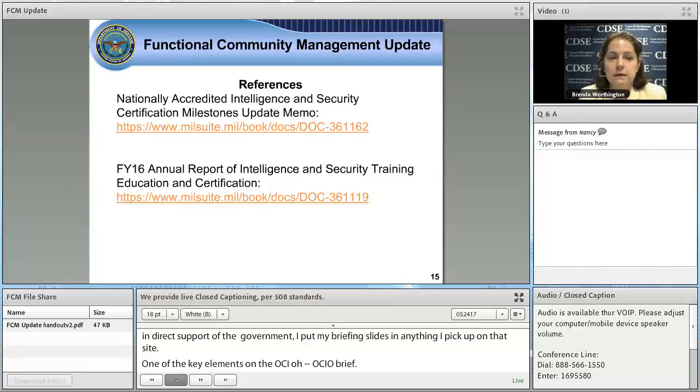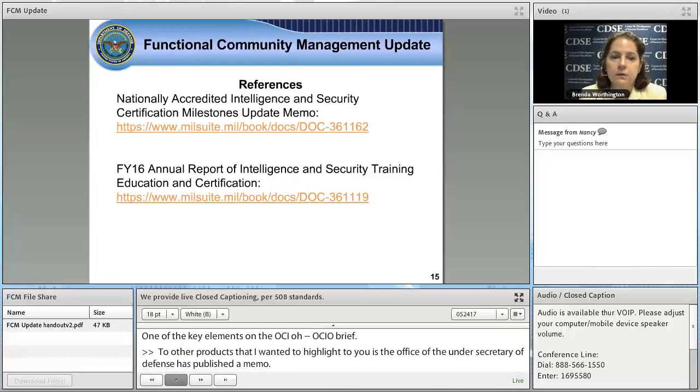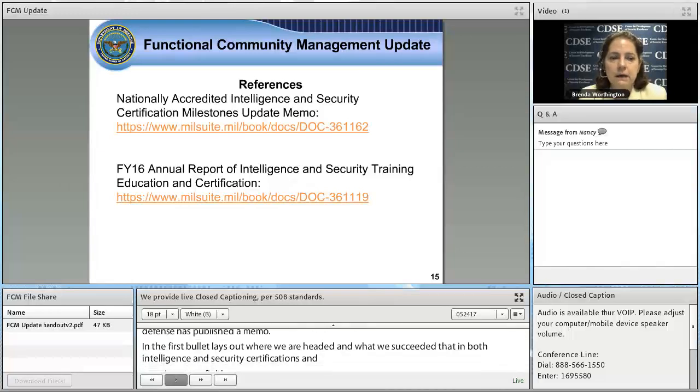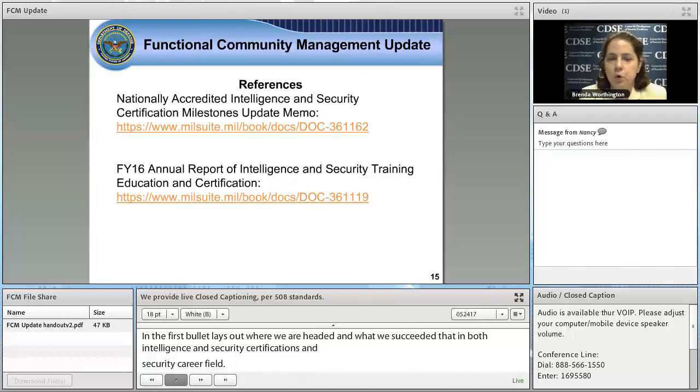Two other products that I wanted to highlight to you is the Office of the Undersecretary of Defense for Intelligence Human Capital Management Office has published a memo in that first bullet, which lays out where we're headed and what we've succeeded at in both intelligence and security certifications. And the security career field under the auspices of the CDSE can be quite proud of our certification program. And then the next bullet is the annual report, also by the Human Capital Management Office of USDI, that rolls in intelligence and security training across the DoD.